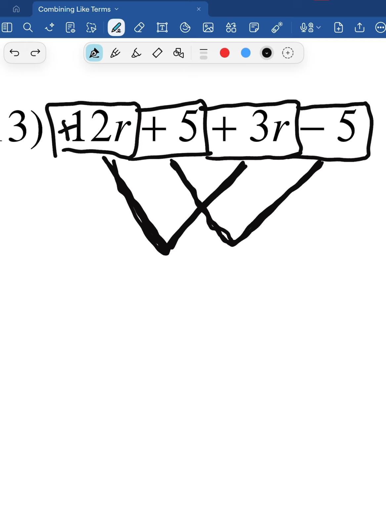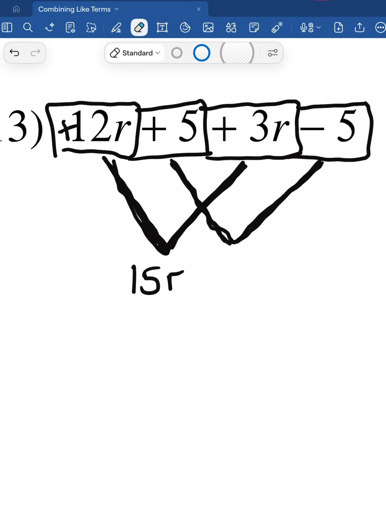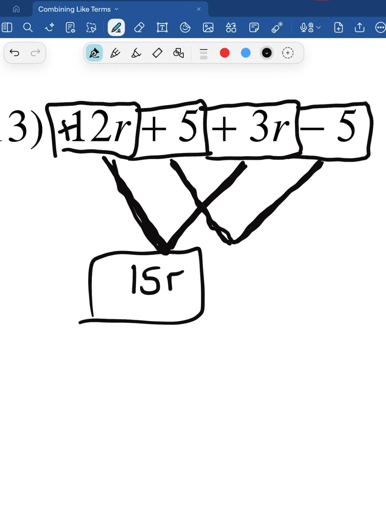So let's start with the numbers. We have a +5 and a -5. What is +5 and -5? Well, that would be 0. Right? A +5 and a -5 is 0. And if we had 12 rainbows and we added 3 rainbows, we'd have 15 rainbows. We don't really need this 0 at the end, so we can just say our final answer is 15r.